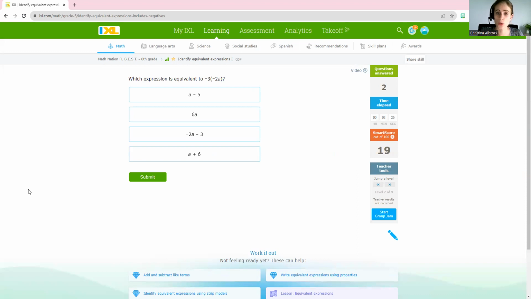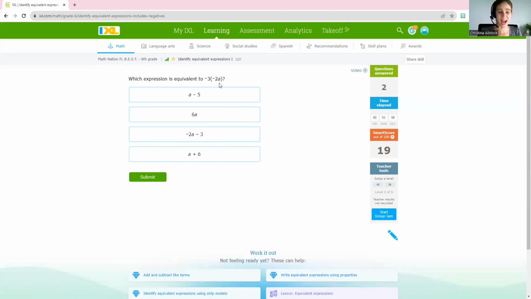Which expression is equivalent to negative 3 times negative 2a? All right, when you see your parentheses, remember those parentheses are like a double agent. They have lots of different things they could mean. They could be a grouping symbol. They could be multiplication, or they could be both. So I know that they are a grouping symbol if I have lots of stuff in there. If I have lots of addition signs, division signs, lots of different terms within the parentheses.